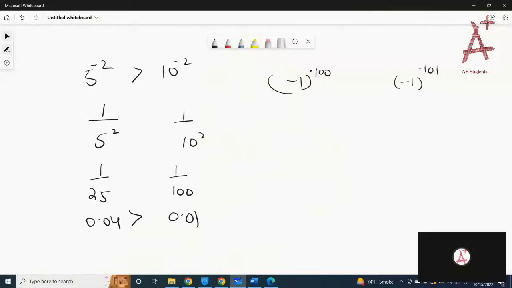Both of them have a base of negative 1. Okay, negative 100 is an even exponent. Got it? So that means the answer must be positive 1. And negative 101 is an odd exponent and it always makes negative 1. Got it? So that means 1 is greater than negative 1. So negative 1 exponent negative 100 is greater than negative 1 exponent negative 101. Got it?